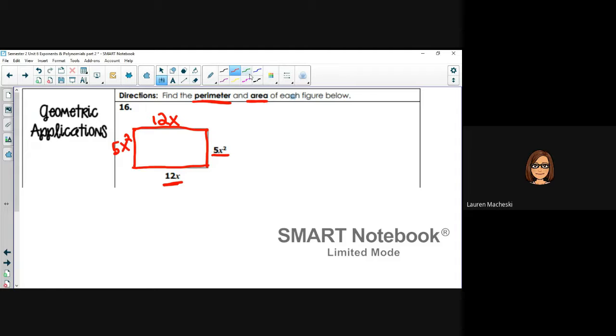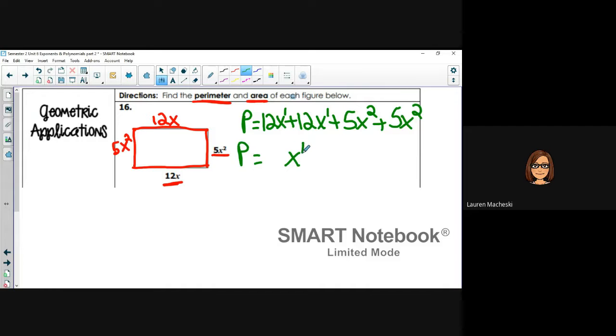So in order to find the perimeter, I can literally add up every side. So I have a 12x and a 12x. I have two 12x's and two 5x squareds. Remember, this is incorporating some memory from last week. Remember, in order to add or subtract like terms, they have to be the same. So this is an x to the first, this is an x to the first. They go together. Keep that like term.